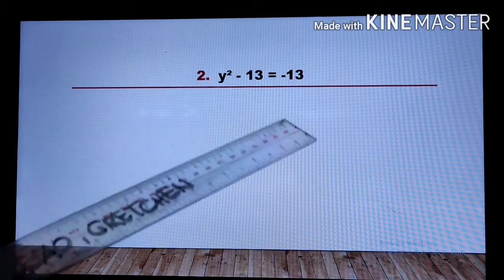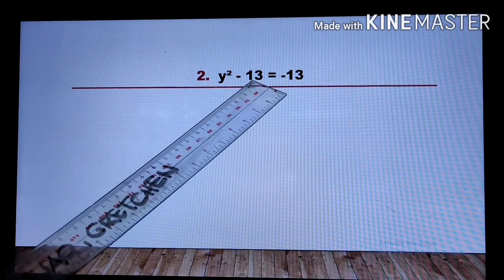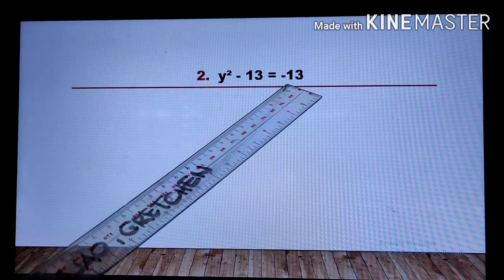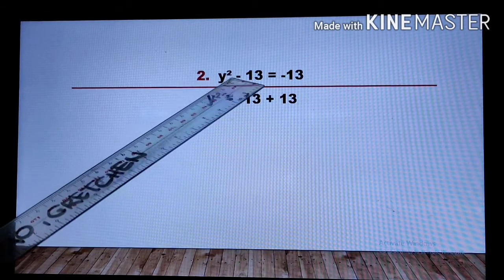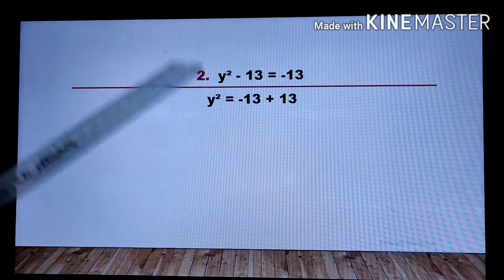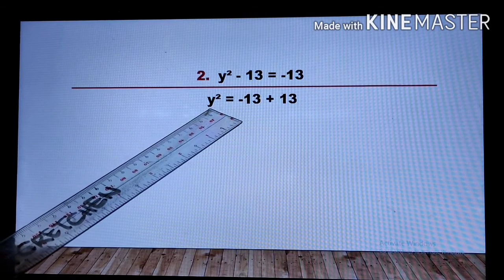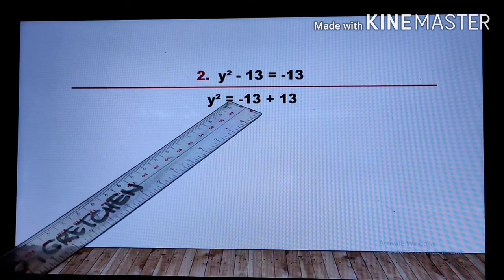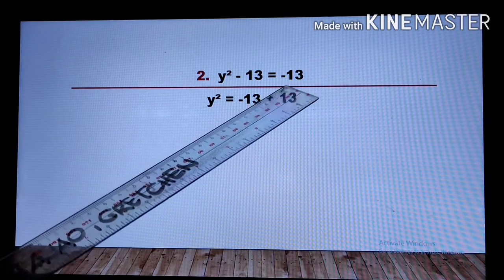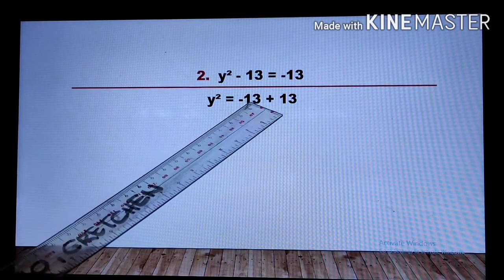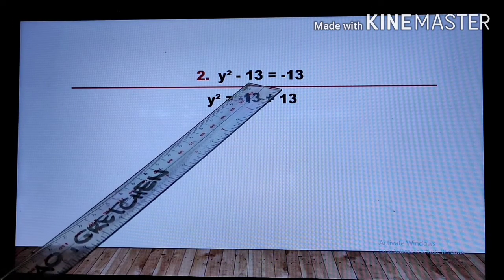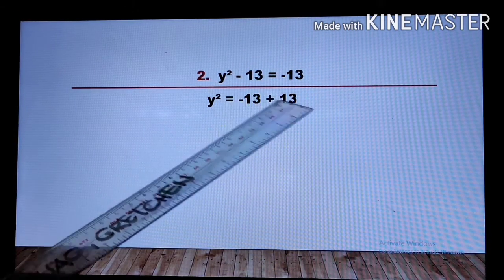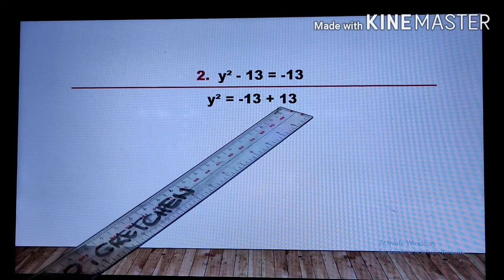Another example, y squared minus 13 is equal to negative 13. So, y squared stays on the left side. So, y squared is equal to, we copy negative 13, this one. Then, this negative 13 on the left side, we transpose it to the right side. So, from negative, it becomes positive 13.